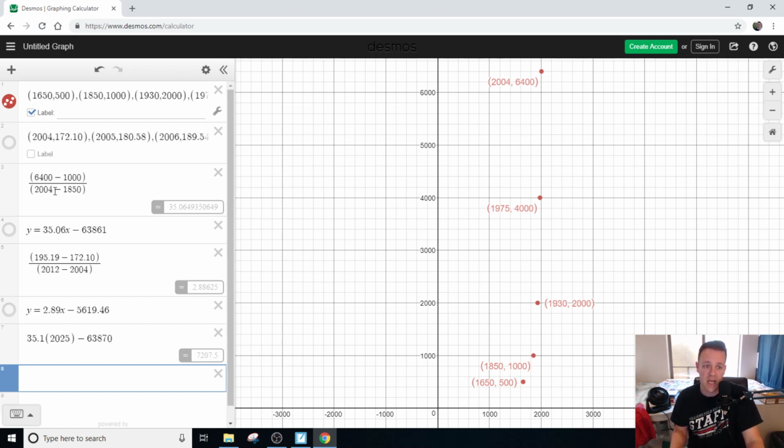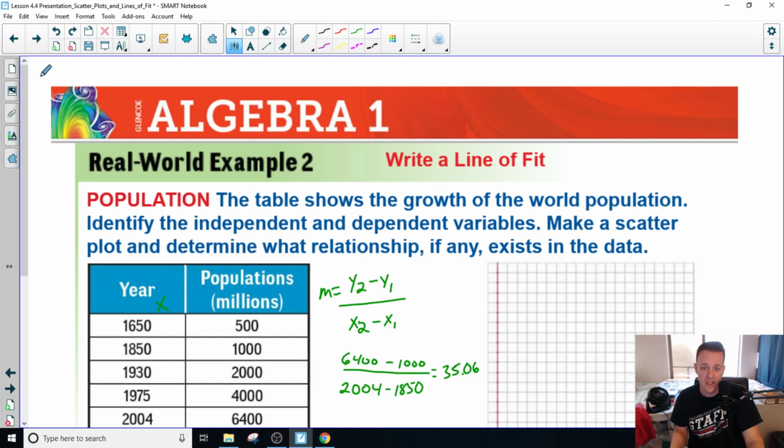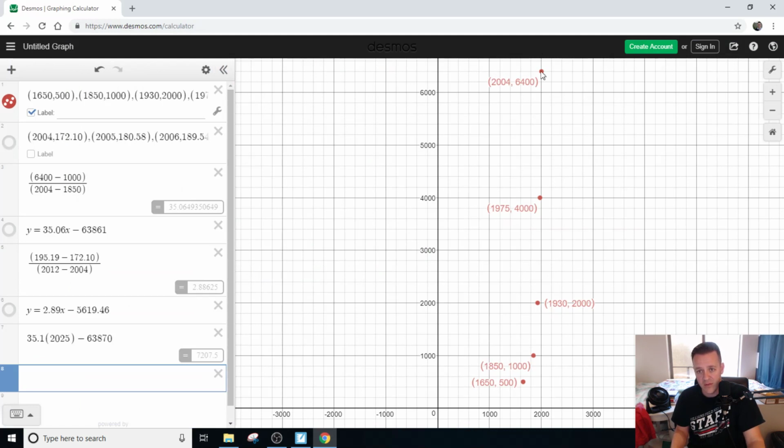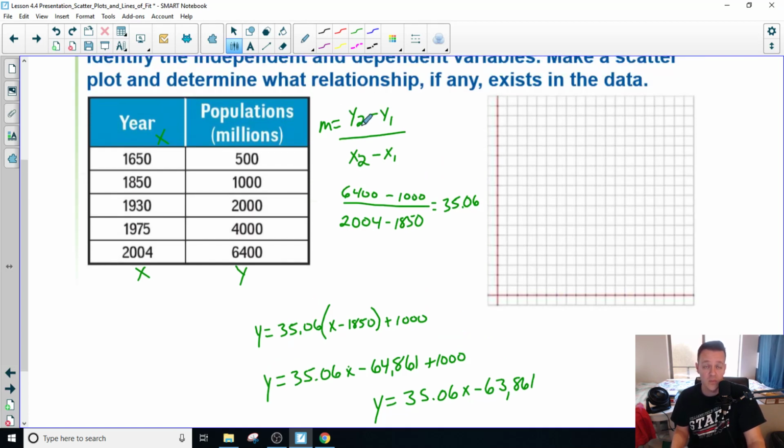And so what I did is I picked the points that I'll show you right now. Okay, I picked the point 2004, 6400, and then I picked 1850, 1000. So if you look on this graph, the 2004, 6400 point and the 1850, 1000 point kind of is in the middle-ish at the bottom, so it'll create a nice little line. I need the slope, so use the slope formula, y2 minus y1. So go ahead and write all this stuff down. When I put it on my calculator, I get 35.06. So I left it at that. I didn't leave it as a fraction. It makes it easier for me to put this in Desmos to graph it.